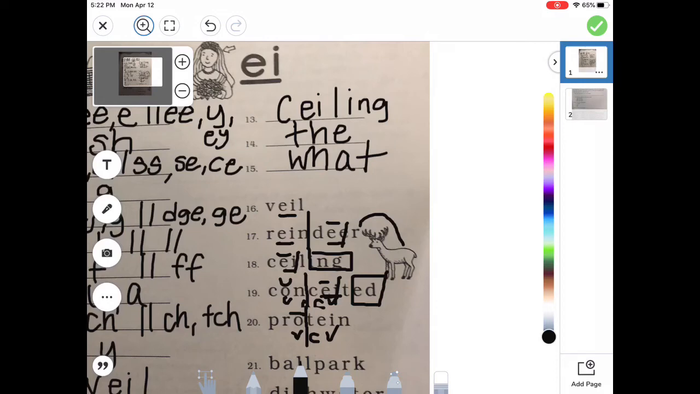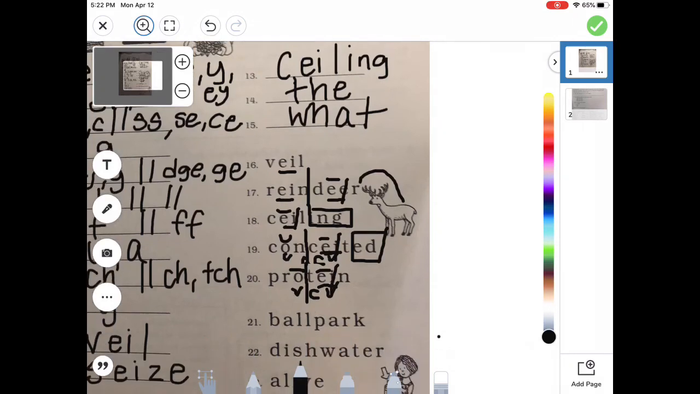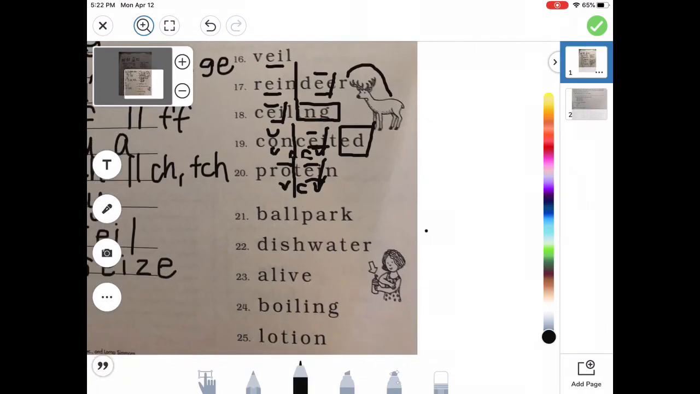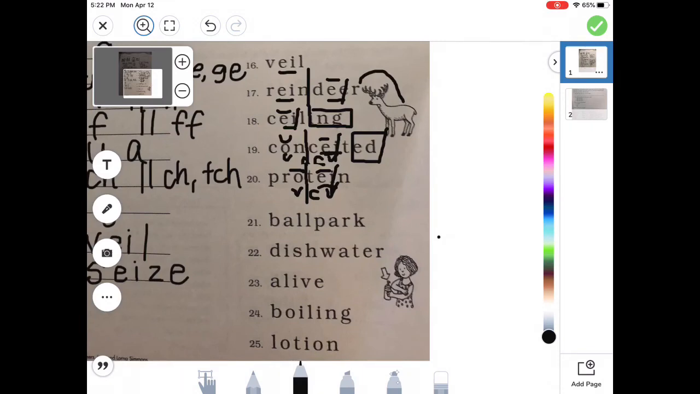Then een. Listen to that. It makes the long E sound. So long E, sneaky I. Protein. So I had veil, reindeer, ceiling, conceited, and protein. All right, on the bottom, we have, do you see something that you recognize?